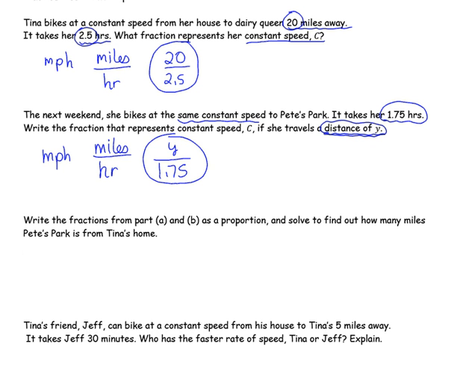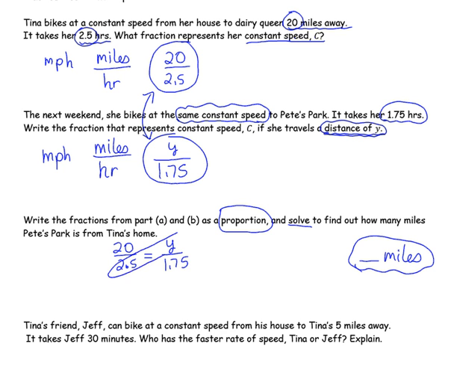Write the fractions from part A and B as a proportion and solve to find out how many miles it is from Pete's Park to Tina's house. Now, the reason that we can write these two fractions as a proportion is because Tina is traveling at the same constant speed. So we know that these two rates will be equal to each other. So a proportion is two fractions that are equivalent. We have 20 over 2.5. At the same rate, she traveled y miles in 1.75 hours. Now solve to find out how many miles Pete's Park is. So my answer is going to be in miles.